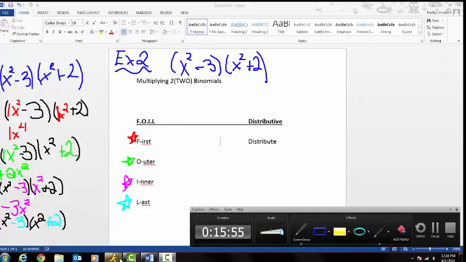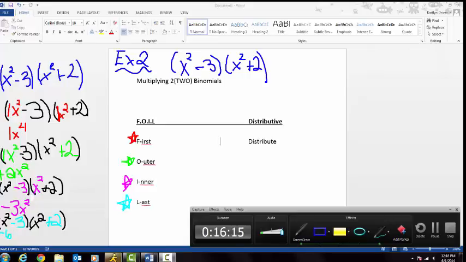I can't necessarily see that yet. Okay. Because I'm in the middle of drawing it and it'll mess it all up. Okay, so then you have negative 3 times positive 2, which equals negative 6.